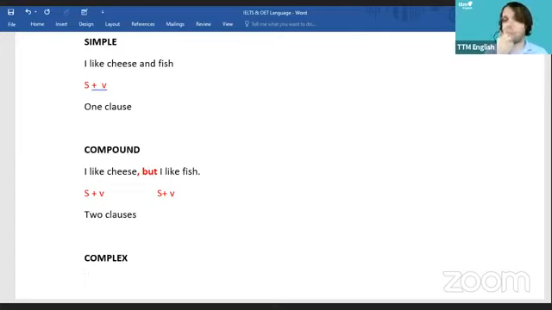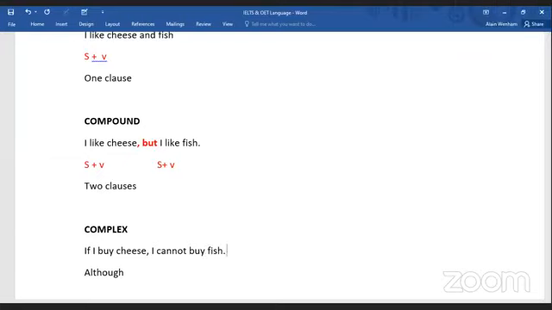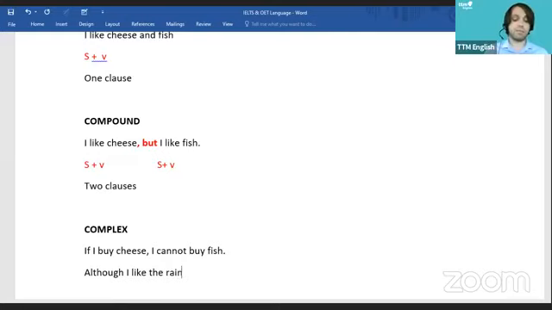Okay, let me show you a much easier way to think about it. A complex sentence will have a word at the start that's very important, like if or although. And you'll say, if I buy cheese, I cannot buy fish, okay? Or I might say, although I like the rain, I am not going outside today, okay?